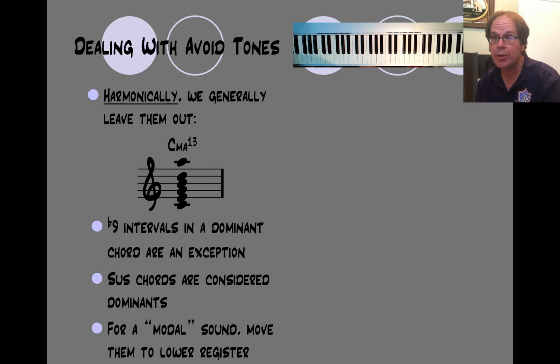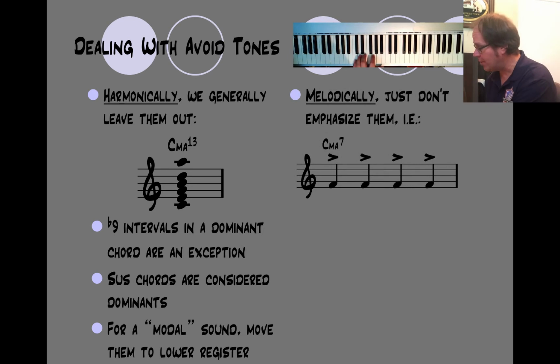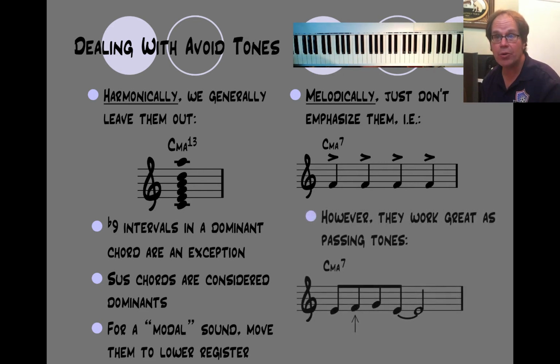So once again, for the modal sound, we can move that avoid tone to the lower register. Like I said before, melodically, we don't emphasize them like that. They work great as passing tones, though. If I use it like this, or like this, in other words, just passing through the note to go from chord tone to chord tone, or extension to extension, that works fine. We just don't want to sit there and bang on it, okay?